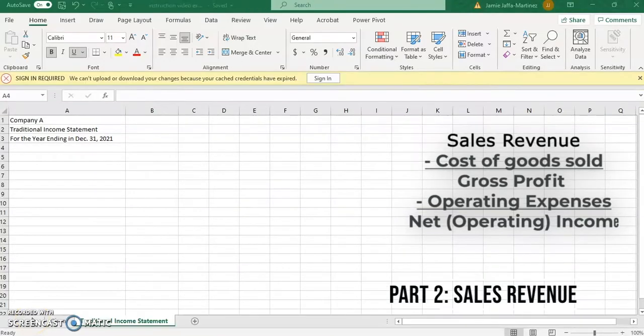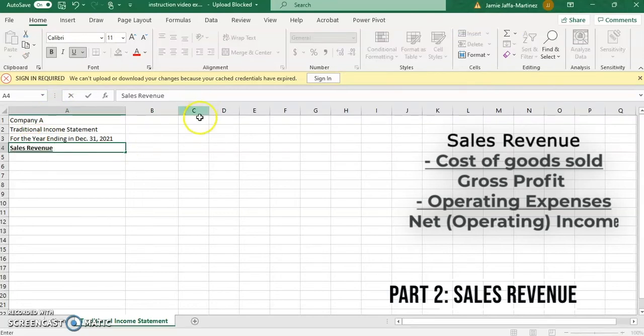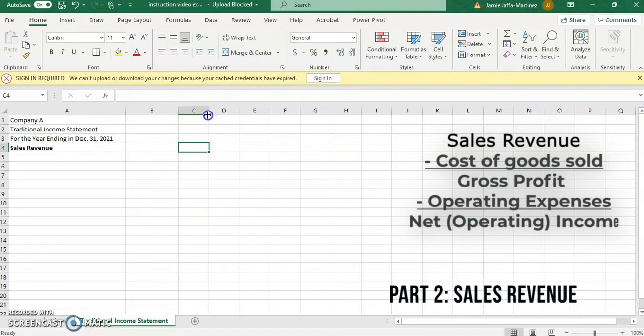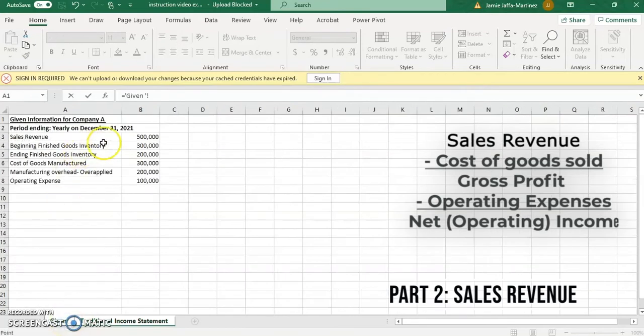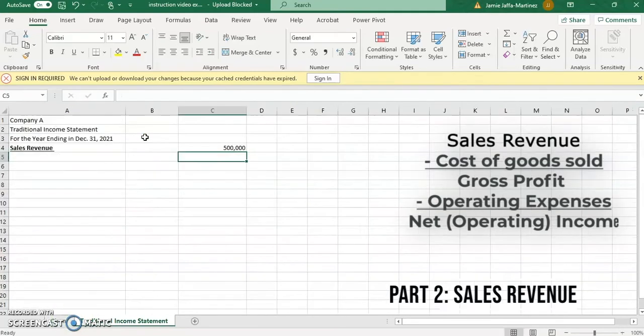Okay, so the first part of our equation is the sales revenue. Right underneath this heading, we're going to list the sales revenue, and I put it in bold and underline. In column C, in the same row as sales revenue, we want to put the given information from the other sheet. So we press equal, given sales revenue, and then press enter.